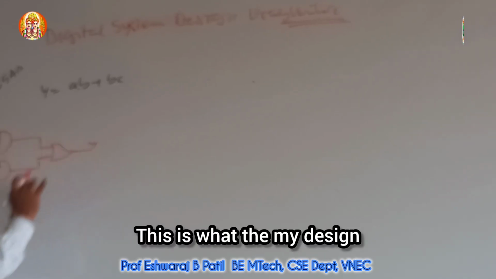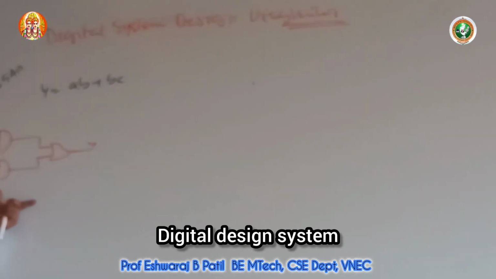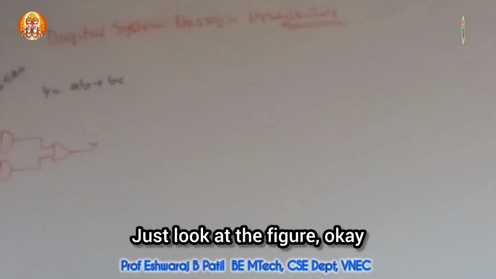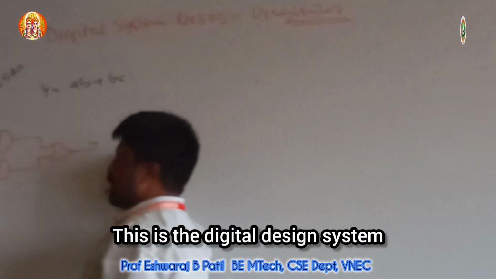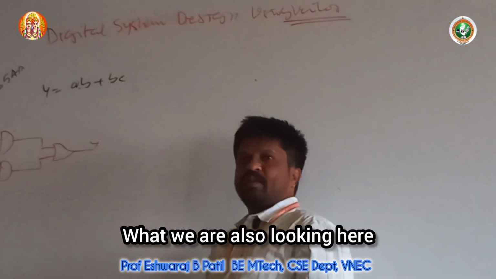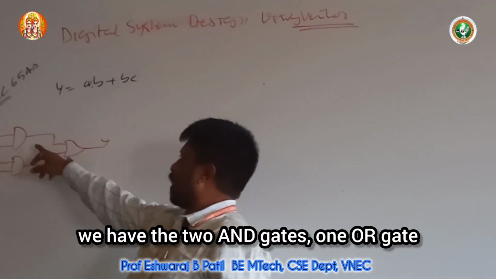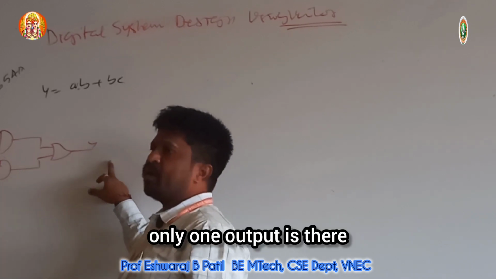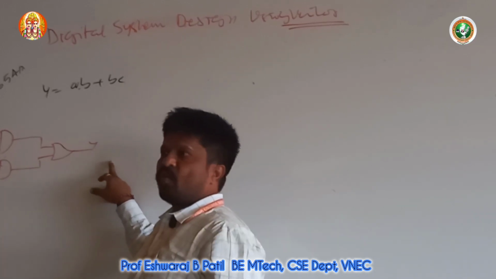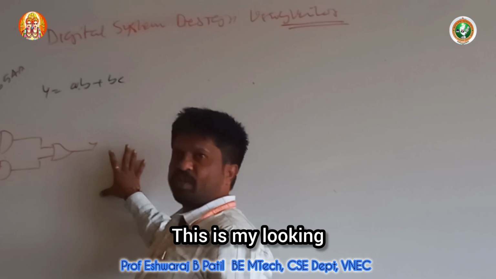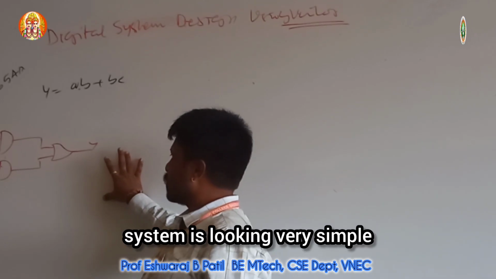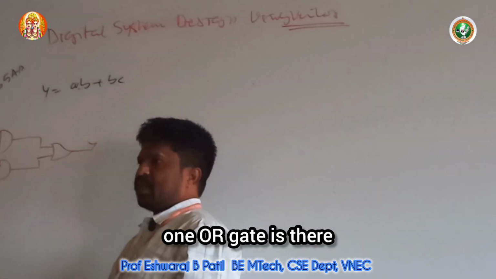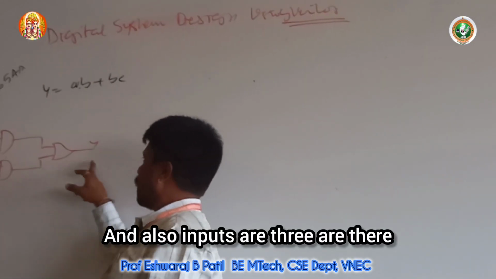This is my design, my digital design system. Just look at the figure. What we observe here is two AND gates, one OR gate, three inputs, and only one output. How many outputs? Only one output. My digital design system looks very simple.